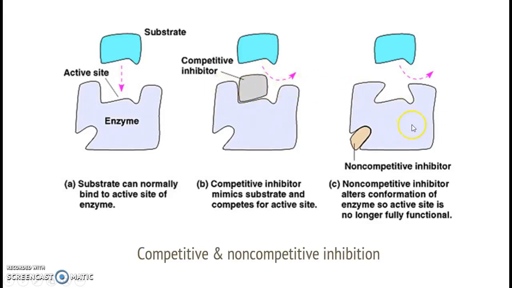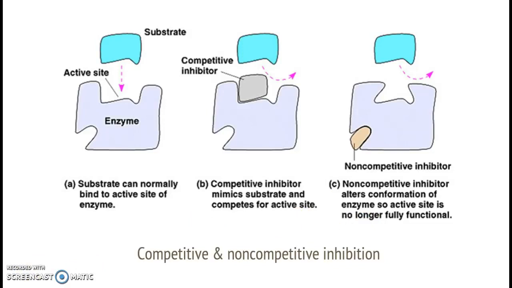Over in the non-competitive inhibitor, we notice a substance has bound to the enzyme, but it's non-competitive because it's bound somewhere other than the active site. However, its presence has altered the shape of the enzyme, and the active site is no longer available for the substrate to fit. In either of these instances of inhibition, the reaction will not proceed as normal.